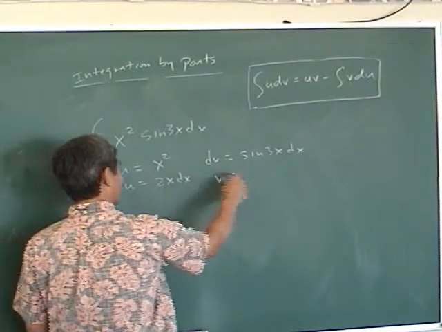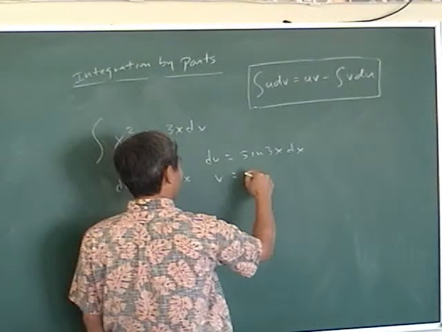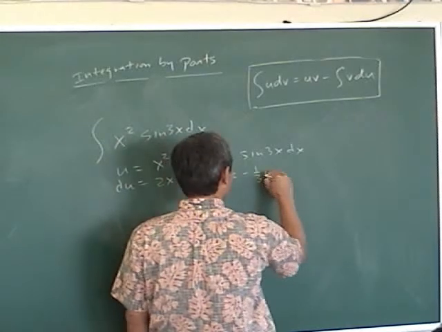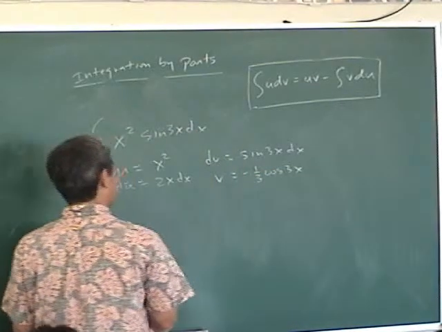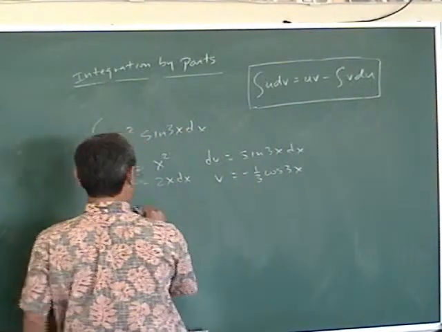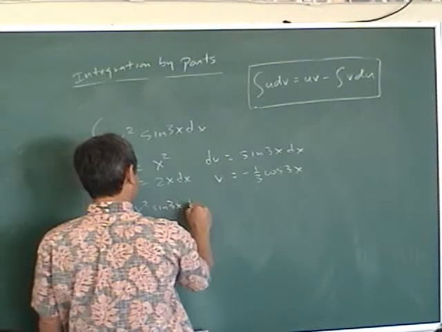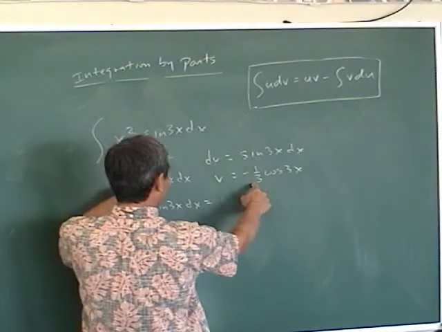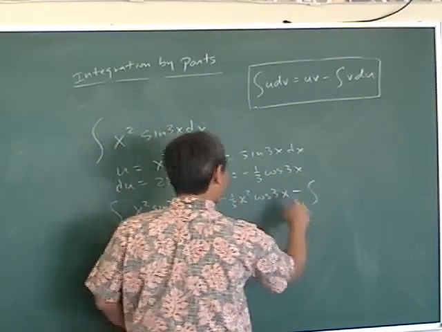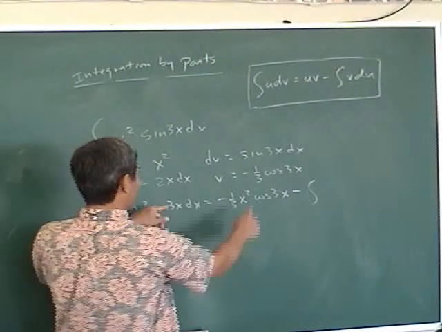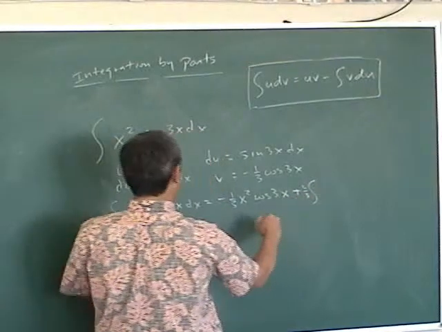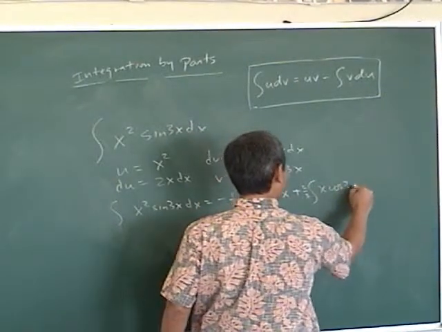2x dx, antiderivative here: negative 1/3 cosine 3x. Okay, use the formula. The integral of u dv, which is the thing you're trying to find, is equal to u times v, negative 1/3 x squared cosine 3x, minus the integral of v times du. What happens when you multiply this times this? You get negative 2/3, which can be put in the front, and then you have x cosine 3x dx.